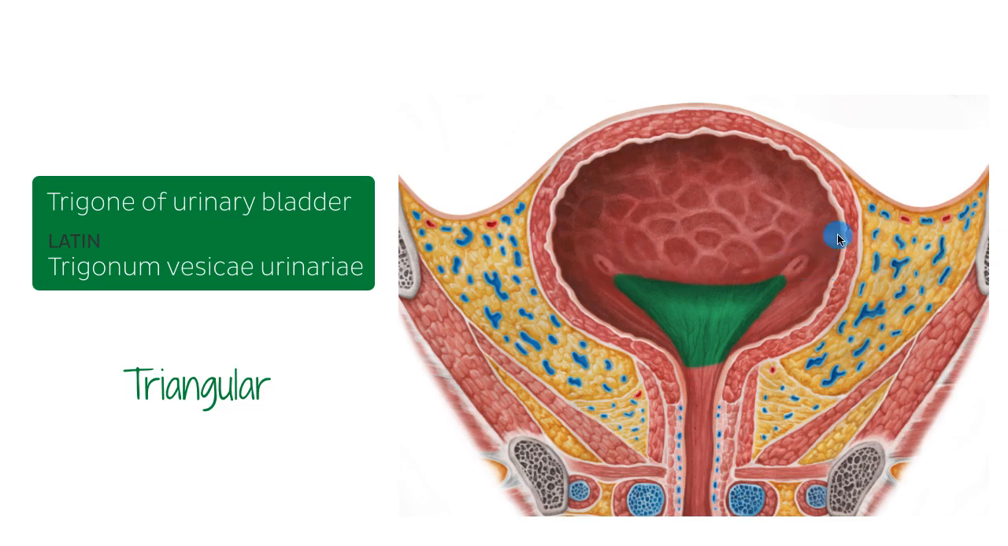Now, this triangular region is formed by the left and right ureteric orifices, which you can see here. We're going to talk about them later on. They're essentially openings of the ureters into the bladder, and the internal urethral orifice. Once the trigone of the urinary bladder is stretched to a certain degree, there is a signal sent to your brain that your bladder needs to be emptied, and you need to find the closest toilet.